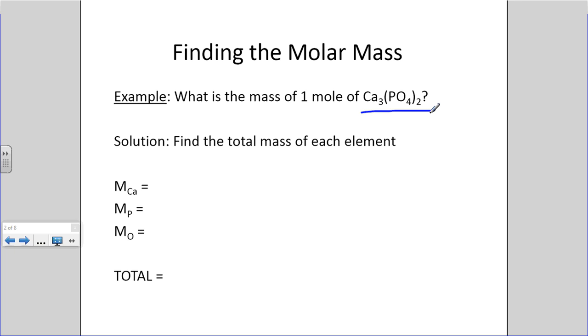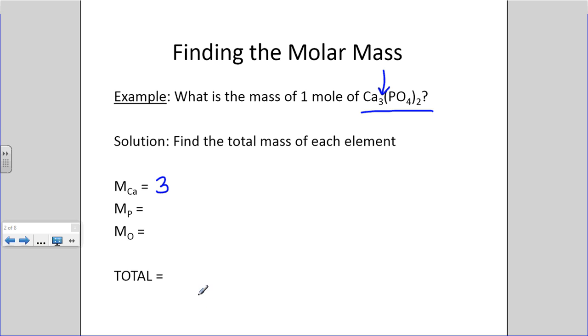We already have the chemical formula for the compound. If you're only given the name, you need to have the chemical formula to make sure you know how many atoms of each element you have, because that's important in your calculation. So how do we do that? We have to find the mass that each element contributes and make sure we adjust for how many atoms are in our formula. So first, if we look at calcium up here in our formula, you can see that there's a 3. So that means I have 3 atoms of calcium.